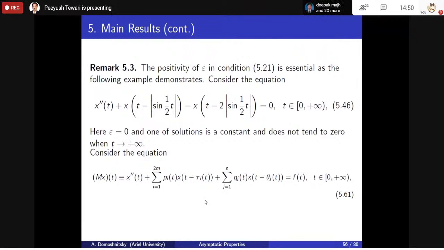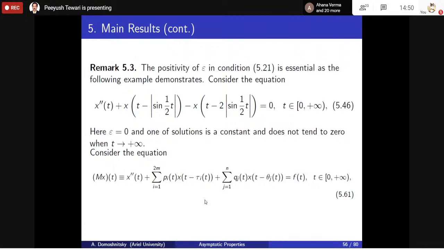Okay, and why is the condition that the difference between positive and negative coefficients should be greater than epsilon needed? Let us consider this equation, where epsilon is 0 and the coefficients are 1 and 1. What we see is that a constant is a solution of this equation, and we don't have exponential decay to zero.